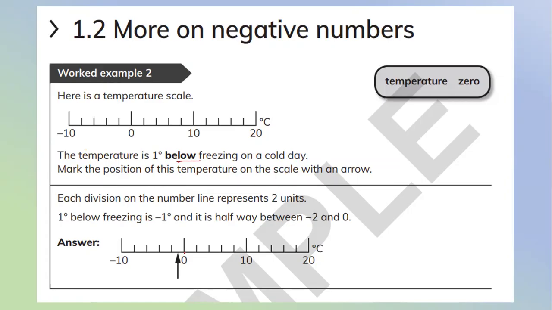Freezing is at 0. And let's look at the scale between -10 and 0. There are 5 parts, so each part is 2 units. Now, each division on the number line represents 2 units because there are 5 parts between 0 and 10. Okay, this is 2, 4, 6, 8, 10. Okay, -1 degree Celsius is to the left of 0, 1 unit. Here is -1 degree Celsius.